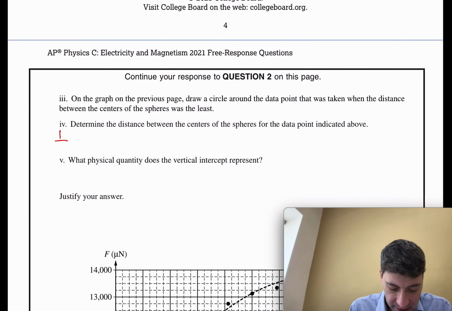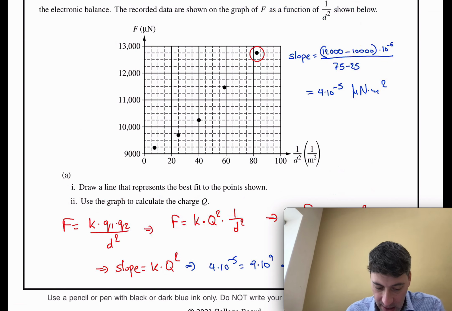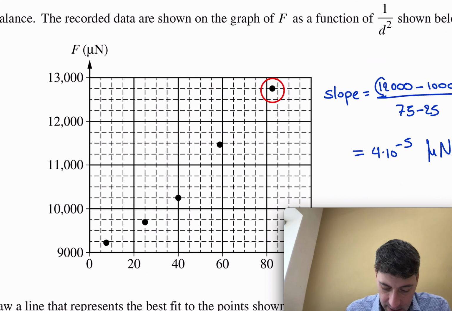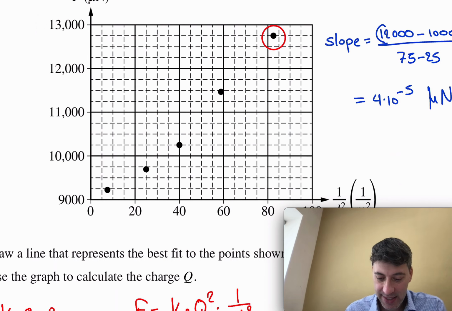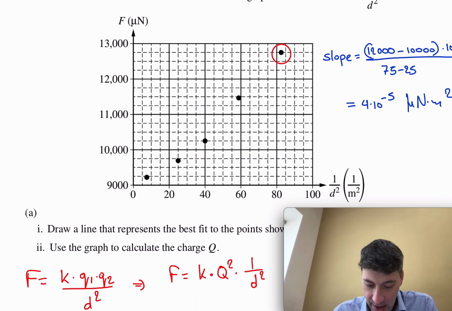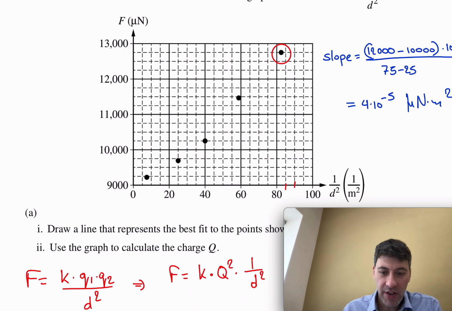So 1 over distance to the power of 2 was, the value is here. Now, this is between 12 and 13,000. Sorry, actually we need to measure the distance, so sorry for that. This is the point for the distance. It's between 80 and 100. Now, in the middle it is 90, in the middle of the middle is 85, and that point is on the middle of that, so 82.5.